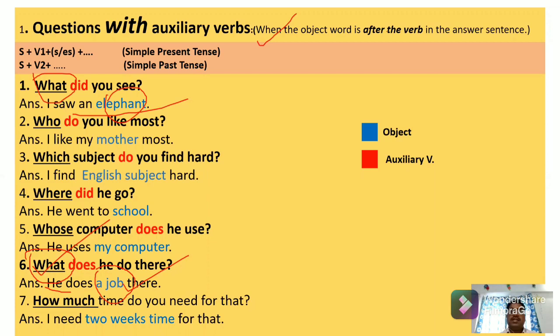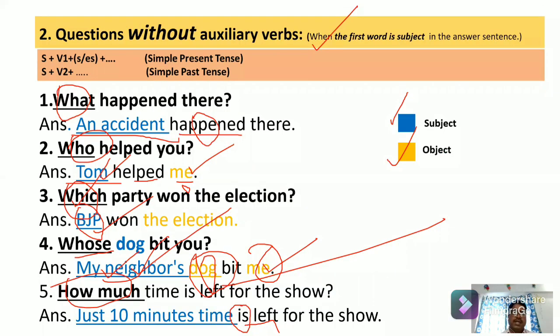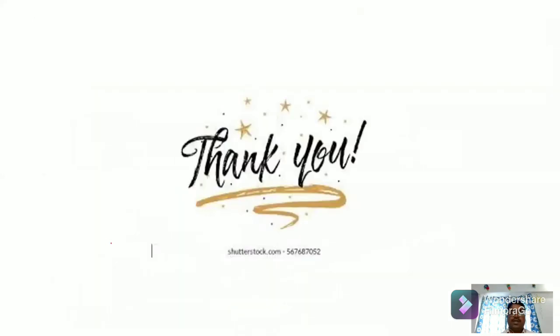What is the rule? When the object word is after the verb, or when the information is after the verb in the answer sentence, that time only we make questions with auxiliary verbs. Otherwise, we make questions without auxiliary verbs. Yes, like in the slide in front of you.